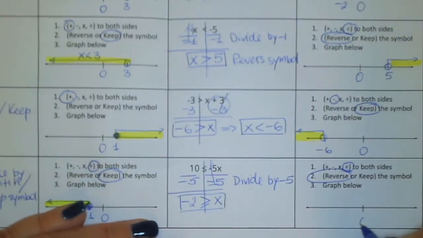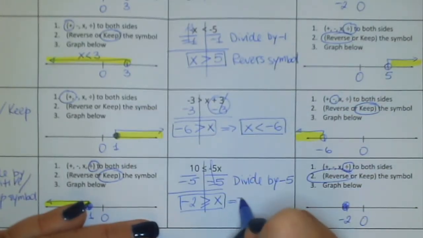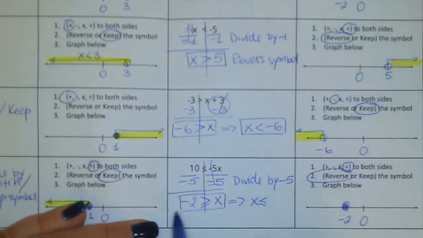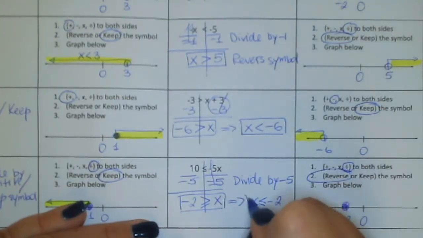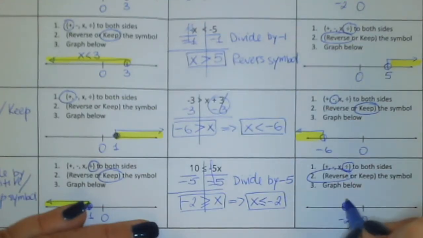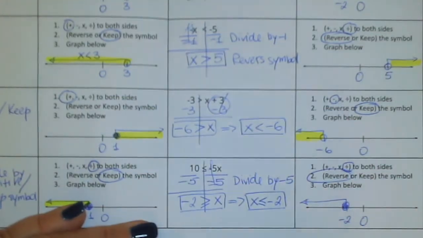To graph the solution set, we mark negative 2, and then to make it simpler to graph, rewrite the inequality with variable first. So it's like flip it over, write it backwards. X is less than or equal to negative 2, shade to the left.